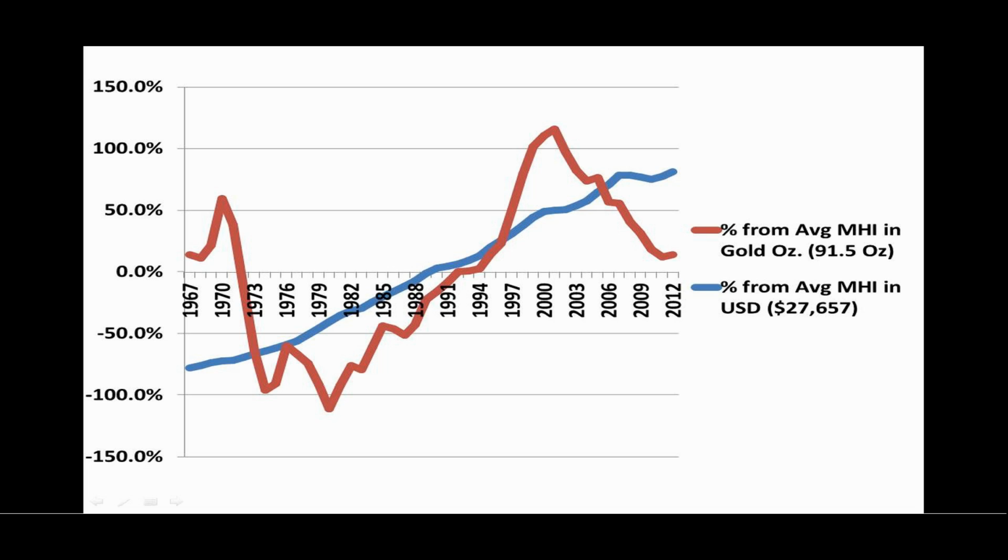As you can see, for example, in the red line, which is gold, in 1972 it crosses the x-axis at 0%, meaning that in 1972 the median income was real close to 91.5 ounces. And that's also true for 1992. For the blue line, which is median income in US dollars, the line crosses the axis roughly around 1989, meaning that the median income for 1989 was roughly the average income for the period of time, which is $27,000.